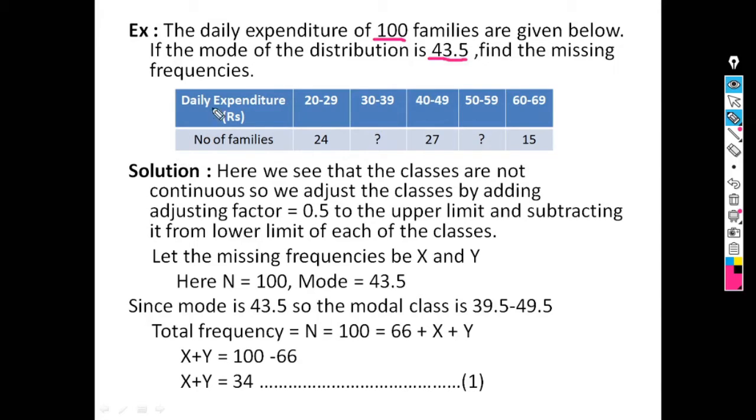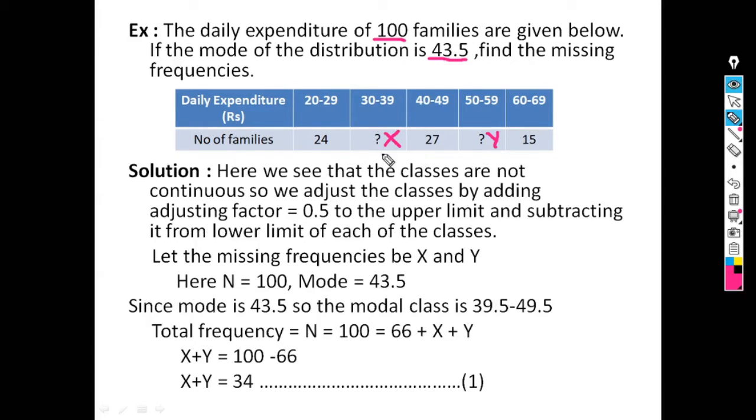The given data is daily expenditure in rupees and number of families. The first expenditure class is 20 to 29 rupees, and for this, 24 families have daily expenditure of 20 to 29. For 30 to 39, the number of families is missing. Similarly for 50 to 59, the number of families is missing, so we have to find these values. We assume these values as x and y. First we will write what is given.